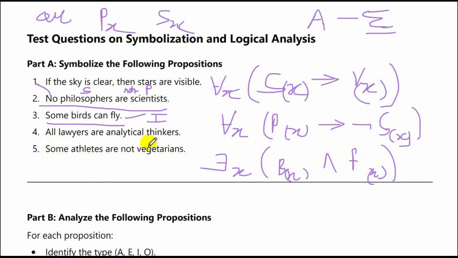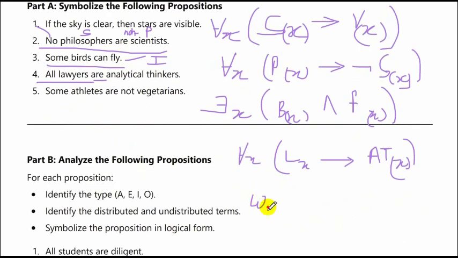All lawyers are analytical thinkers. This is the A proposition. This is an implication, so lawyers would be Lx implies they are analytical thinkers, which is positive. We can write even this way also, ATx. It doesn't matter unless we specify down below where it says where ATx is analytical thinker and Lx is lawyers.